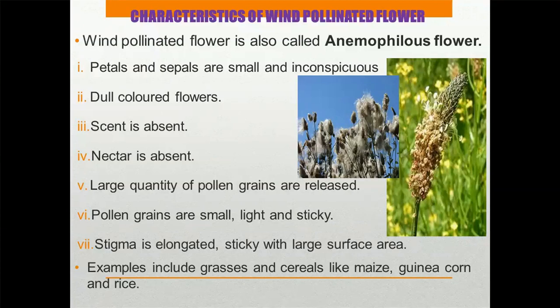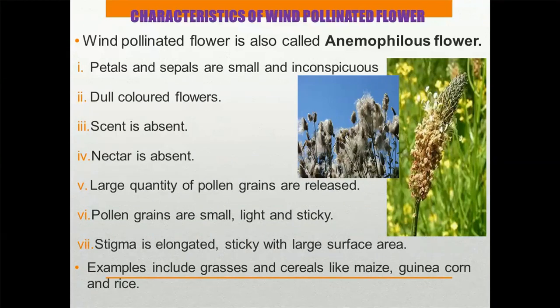Then scent is absent in them. Why would they have scent? There is no need for insects to come to them. Winds don't care about scent. Nectar is absent inside such flowers. They have a large quantity of pollen grains being produced, and that is why it's a wasteful process. Number 6, pollen grains are small, light, and sticky to easily allow them to stick to the stigma. Then number 7, stigma is elongated, sticky with large surface area. They're broad. Examples of flowers that can be pollinated by wind, we have grasses and cereals like maize, guinea corn, rice, wheat, millet, and so on.